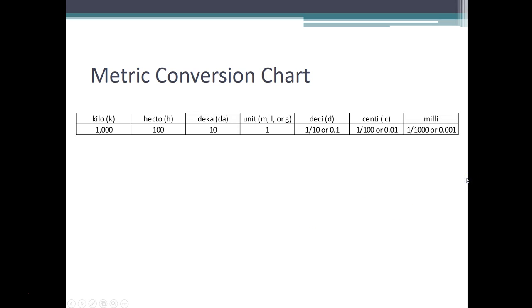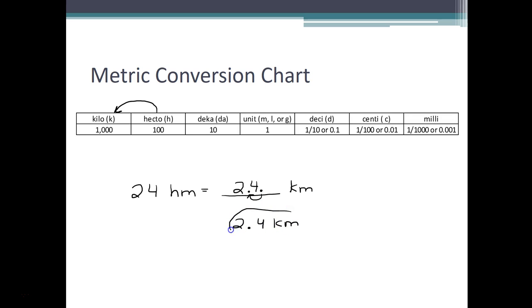Alright, let's see, another one. Let's say we're going from 24 hectometers to kilometers. Okay, so from hectometer to kilometer, it's only one space to the left. So our decimal gets one space to the left. So we're left with 2.4 kilometers.